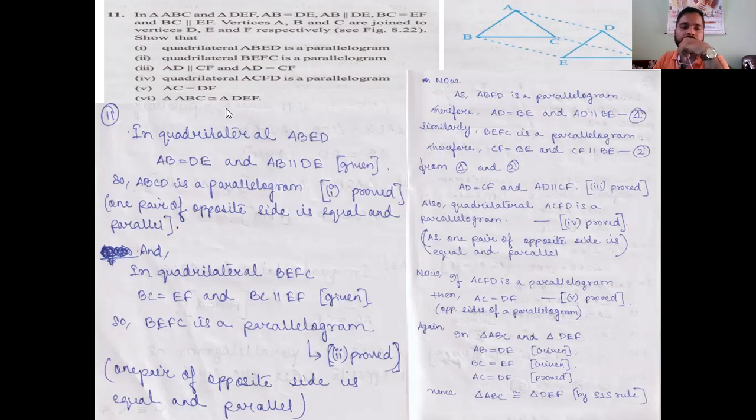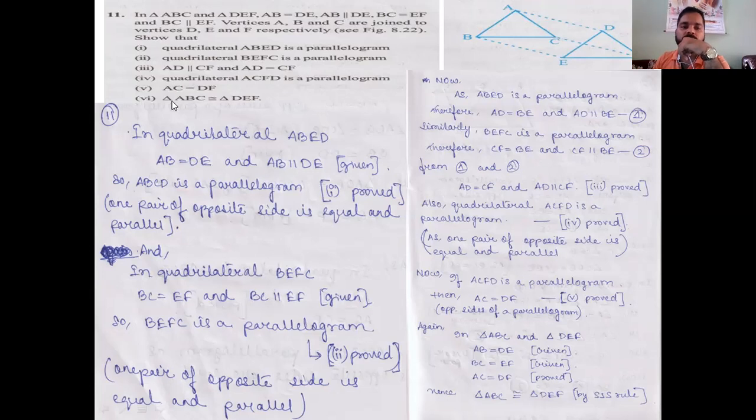Then AC is equal to DF. See, if we proved that ACFD is a parallelogram, then opposite sides will be equal. So easily I can say that AC is equal to DF. Okay, that means the whole question is related to those theorems. Basically, we used two theorems here. First is one pair of opposite sides is equal and parallel, and secondly, lines parallel to the same line are parallel to each other. By using these two theorems, we solved the whole question.